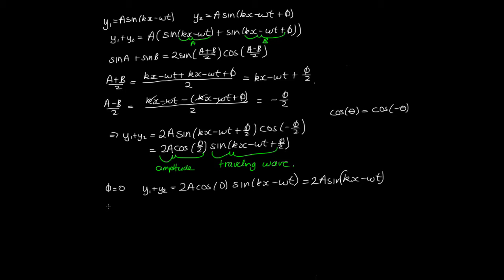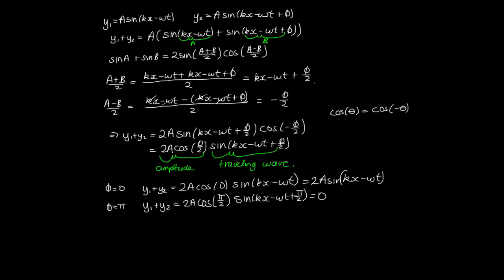Okay, now let's look at another case where we've got 180 degrees or pi radians out of phase. So in this case, the waves are what's known as perfectly out of phase, and we'd expect them to cancel each other out everywhere. So substituting in, we've got 2a cos pi on 2 sine kx minus omega t plus pi on 2. Now in this case, cos of pi on 2 is equal to 0. So this should equal 0 everywhere.